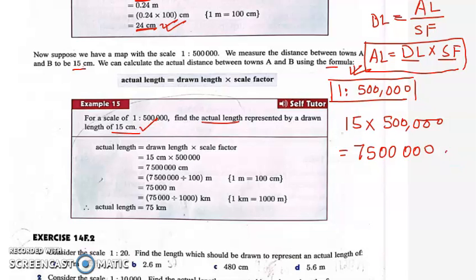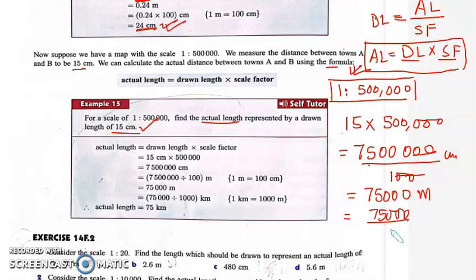So divide it by 100 and you get the answer in meters. That gives you 75,000 meters. And 75,000 meters, when divided by 1000, because 1000 meters is 1 kilometer, gives you 75 kilometers. 1 kilometer is 1000 meters. So the actual length is this.